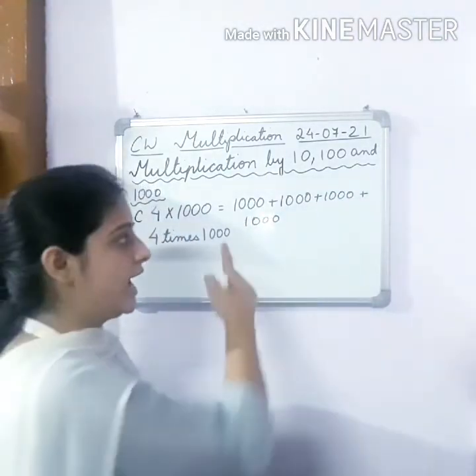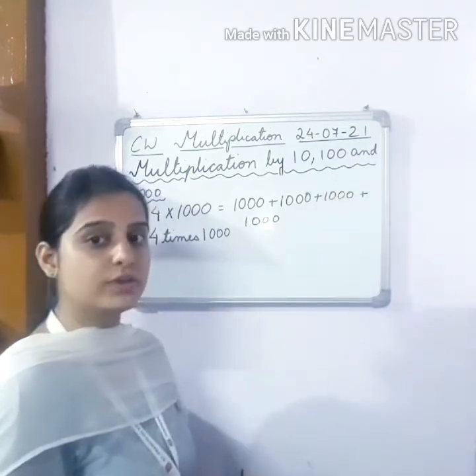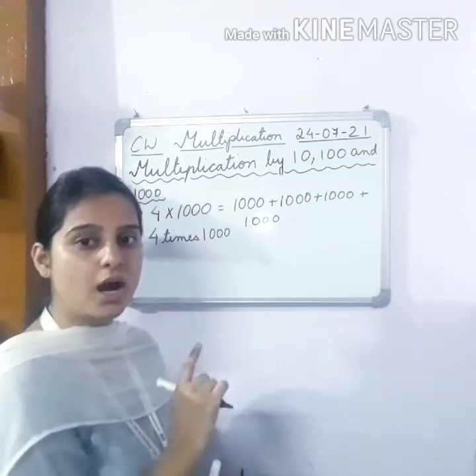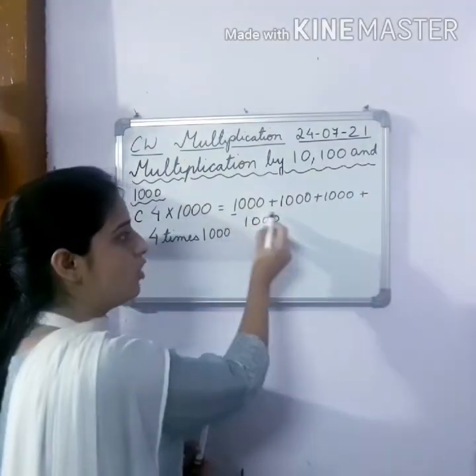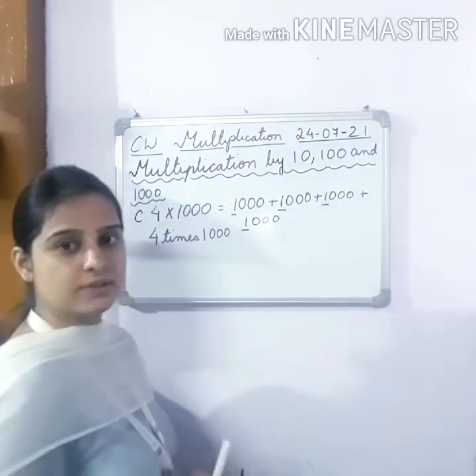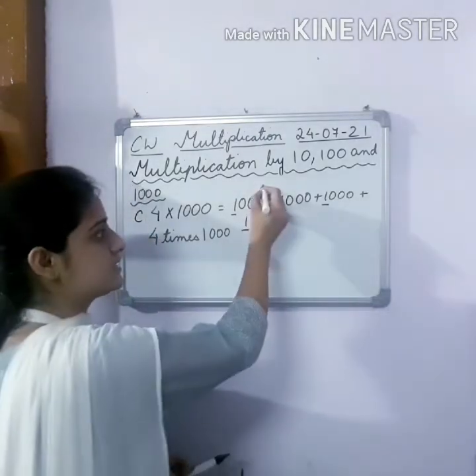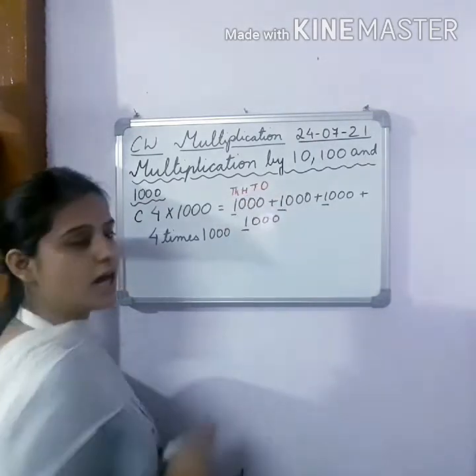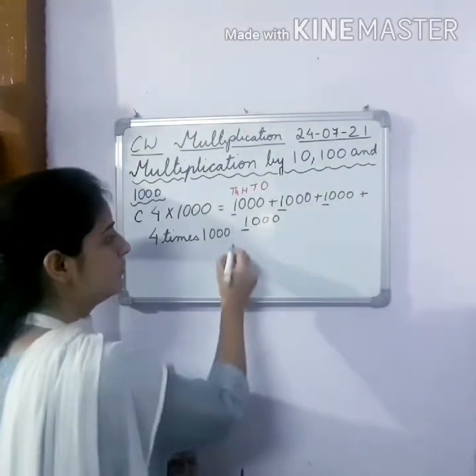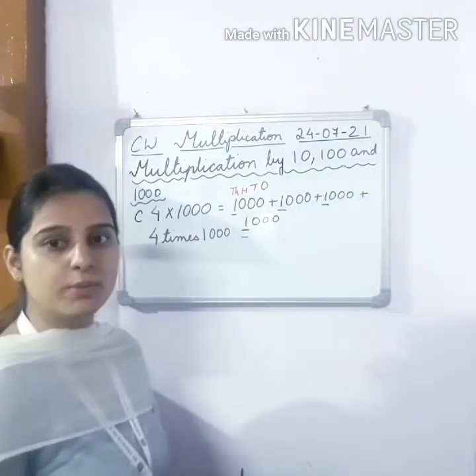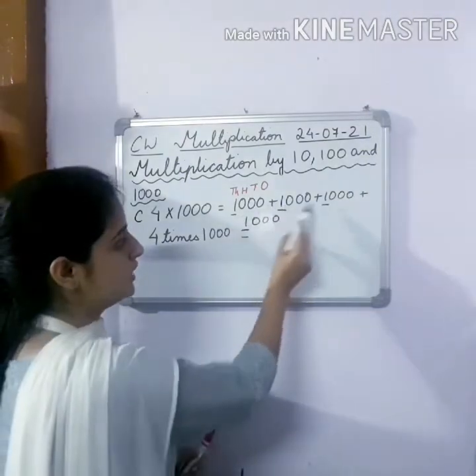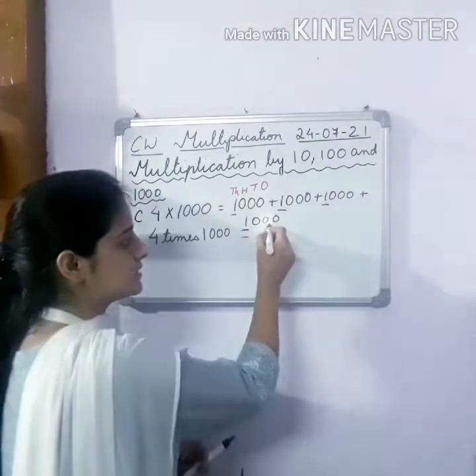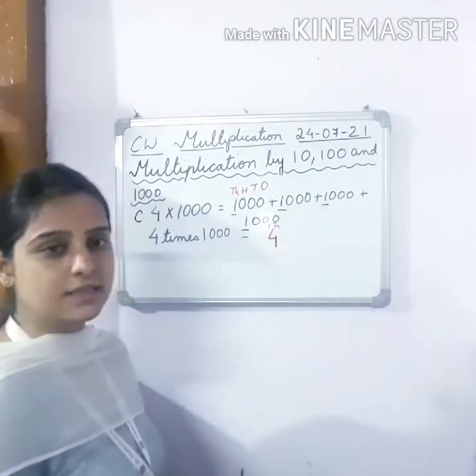Now children, will you add this 1000 by arranging in columns? Will we do this way? No. So we are going to do it directly. You know how to do. We are going to add all the ones first. And ones are in which place? Let's see. Ones, tens, 100, 1000, right? So first we are going to add all the ones. How many ones are here? 1, 2, 3, 4. So 4 we will write in thousands place.